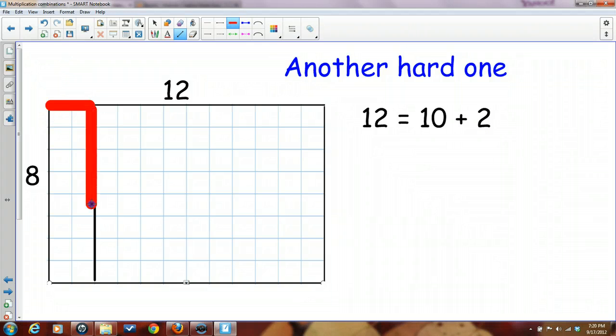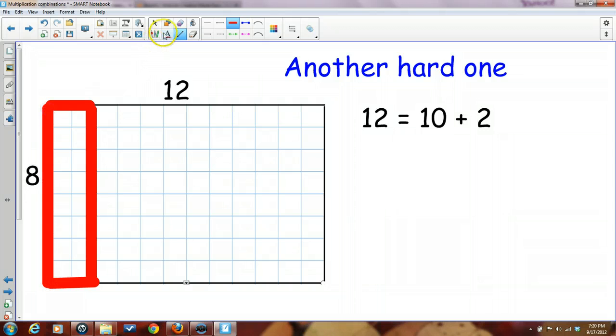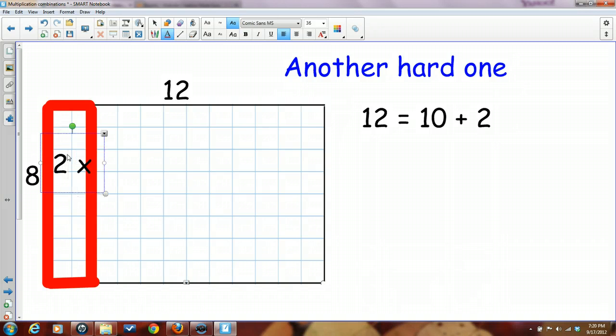Let me show you what I mean by that. Here, I'm drawing a red line around this array, which is 2 times 8. And so if this is 2 times 8, I know that. That's an easy problem to do.